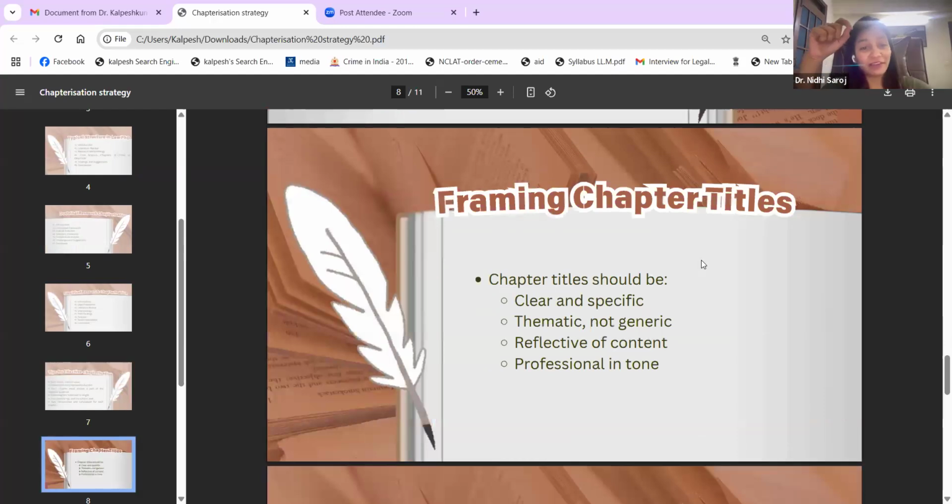Yes. Now I am definitely talking about chapterization, but there is one more issue. What should be the title of the chapter itself? Whether I'm going to use criminal justice system, or I'm going to use the word justice system, or I'm going to use the word imprisonment, or I'm going to use the word incarceration. See, chapterization is one thing. Choosing the right title is another thing, right?